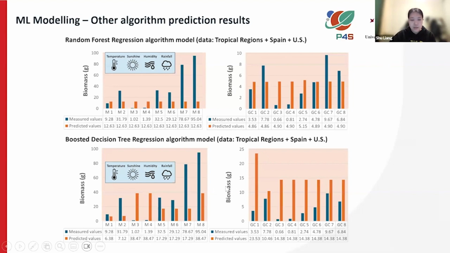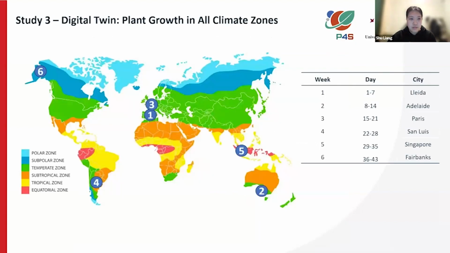So in conclusion, the best algorithm is linear regression. And this is the third study, and it is about plant growth in all climate zones.